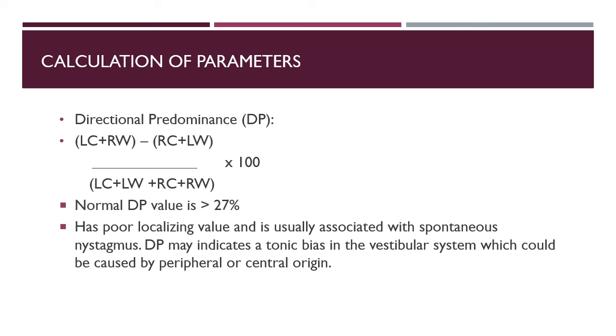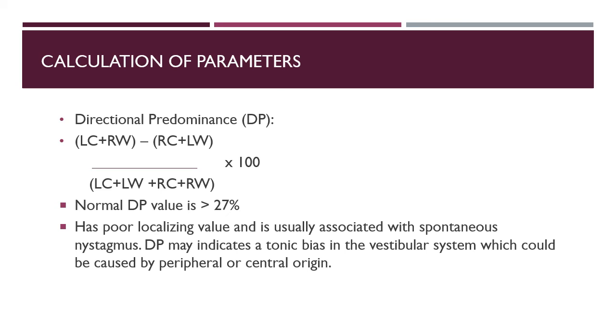So now we go to the directional preponderance measurement. This is a measurement when the nystagmus response is greater in one direction than in the other, left beating and right beating. Normally, DP value is defined as a 27% or greater difference in intensity of the max SPV between the two right beating responses, right warm and left cool, and the two left beating responses, left warm irrigation and right cool irrigation.